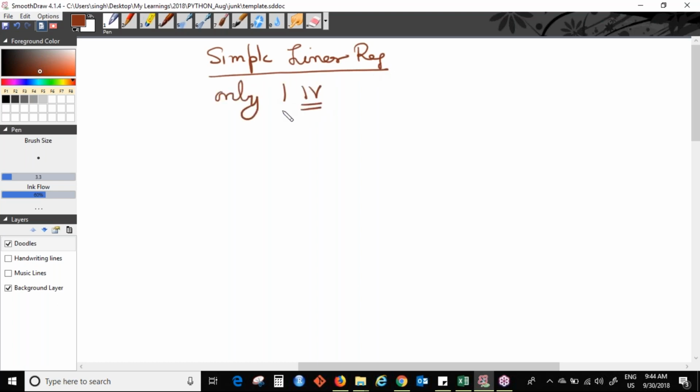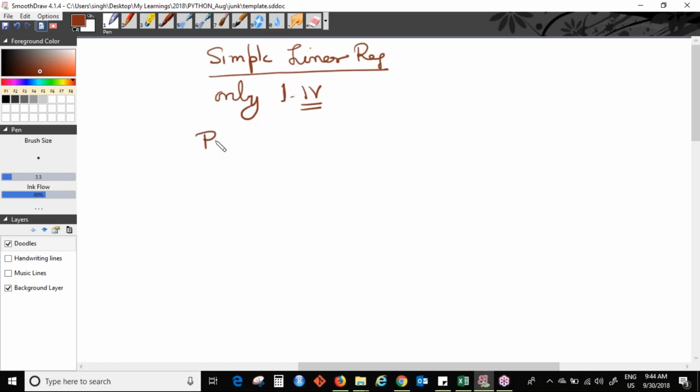Okay, so let's start with a few examples. Let us first start with a simple linear regression. So what is a simple linear regression? A simple linear regression is where you have only one independent variable. This is just a simple one just for understanding. In the industry you will usually never have one independent variable because your output will depend on several factors. But for understanding, let us start with one independent variable.